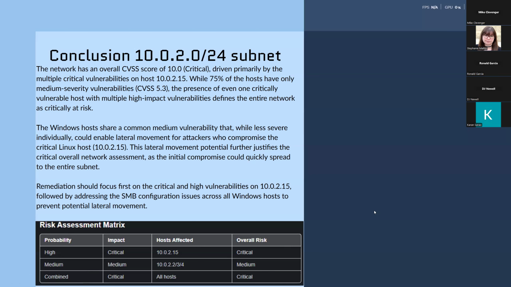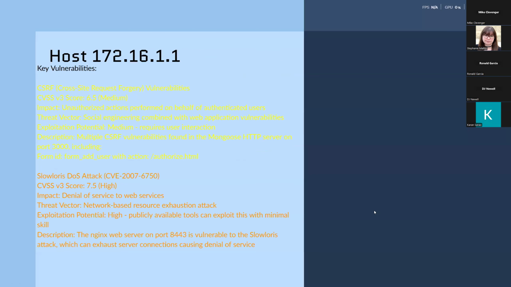And then moving on, this 172.16.1 was the other subnet that was detected. Unfortunately, for the vulnerability scanning on this one, I was unable to get Nessus Essentials to scan it. And I did not have more time to work with in order to try and get that to work. So for this network, I unfortunately was only able to do vulnerability scanning with Nmap scripts.